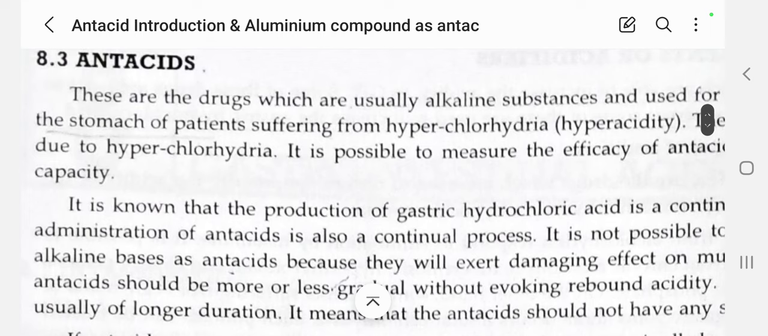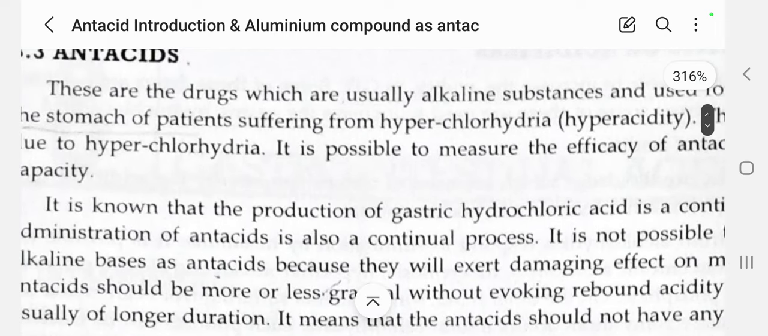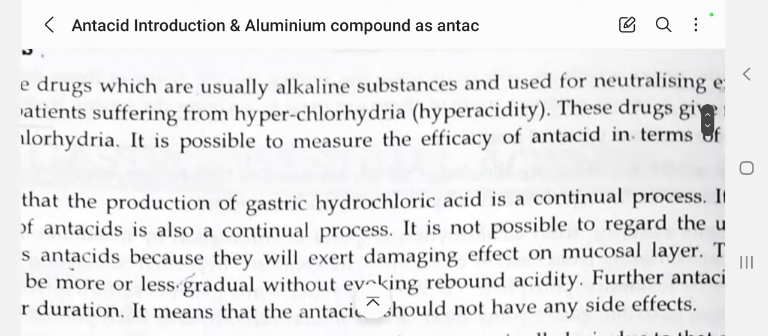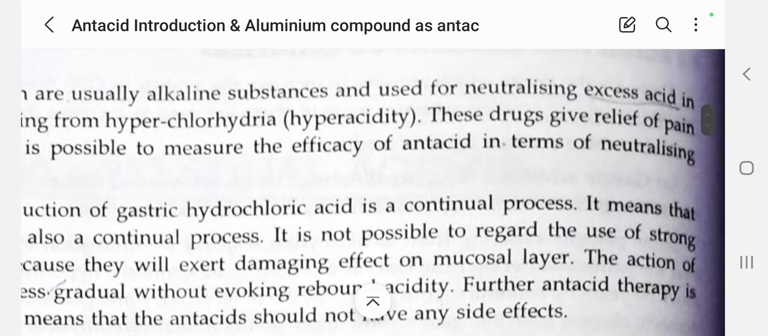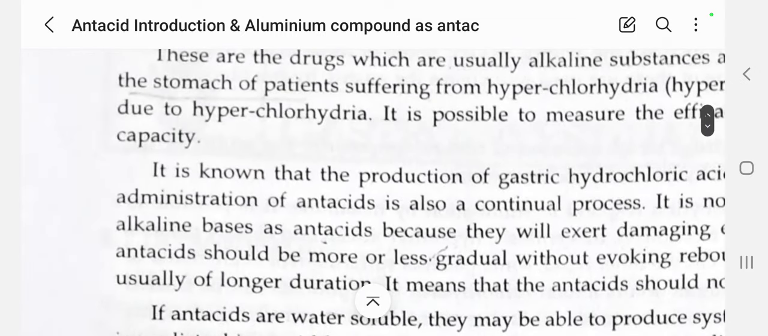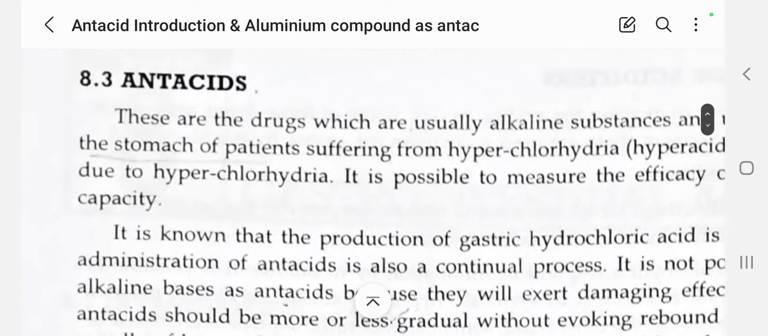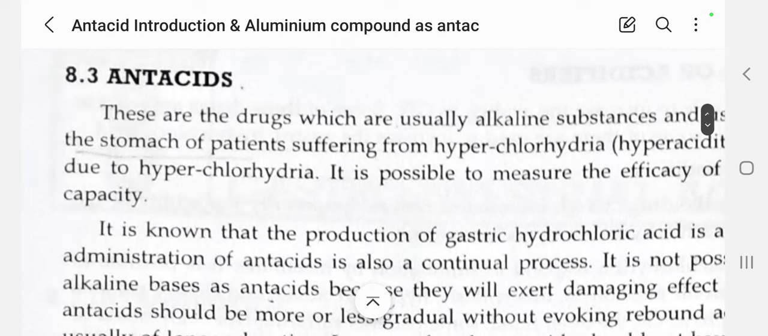Antacids contain alkaline substances, and this alkaline substance helps to neutralize the excess acid in the stomach. It is possible to measure the efficacy of an antacid in terms of its neutralizing capacity. So this is the proper definition of an antacid.